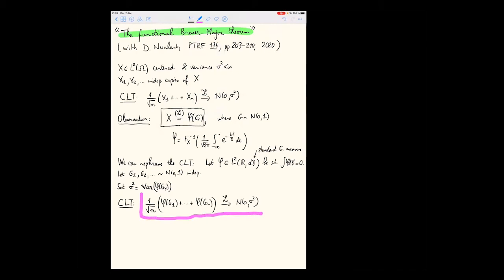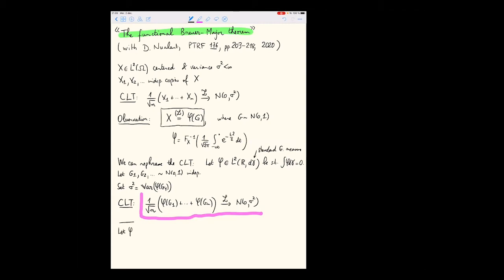And so if we want to remove this independence assumption to understand what happens if the G_i are no longer independent, can we still have convergence in law to the Gaussian? To a certain extent, we can hope this because of the continuity of the dependence somehow. So now let me consider this context.